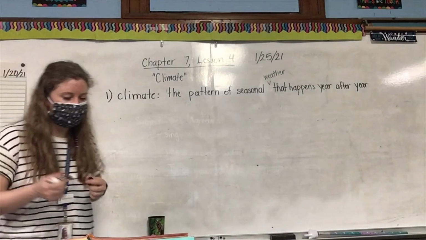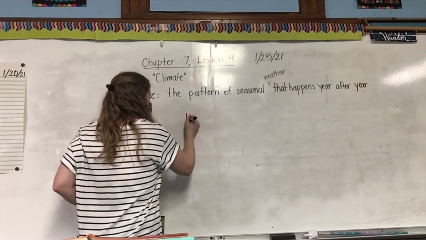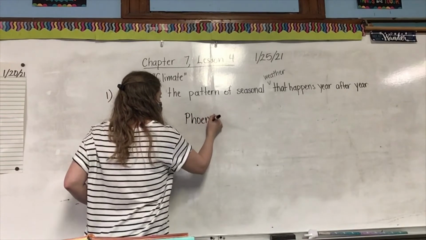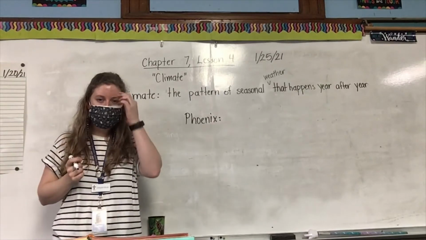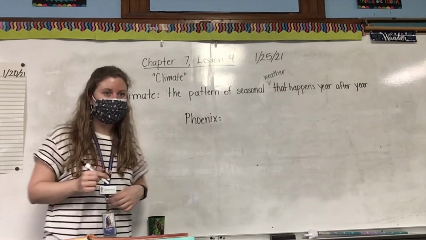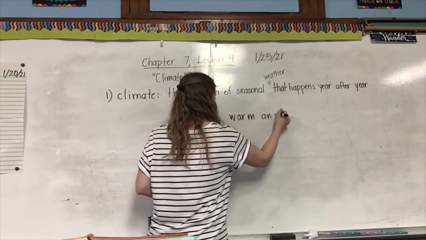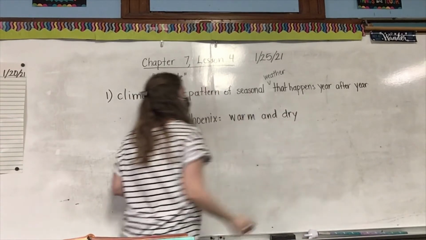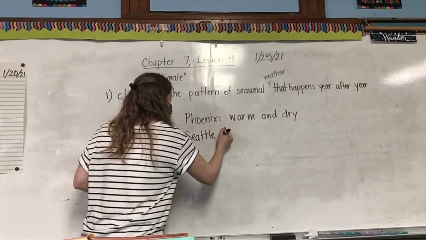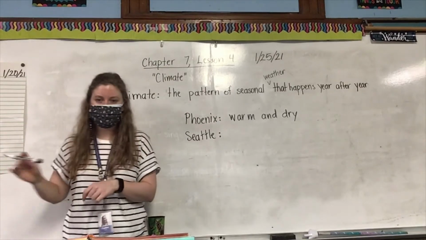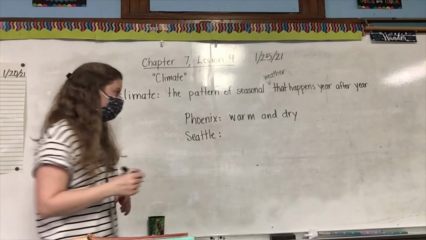So let's talk about this. We know of two places that they've mentioned here. What is the climate in Phoenix, Arizona like? Warm and dry. What is the climate of Seattle, Washington like? Cool and wet.